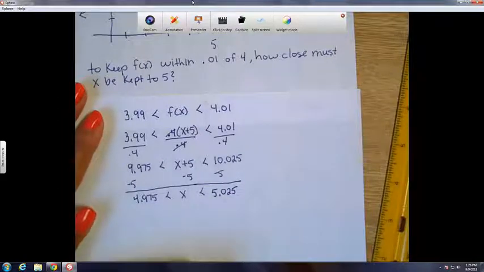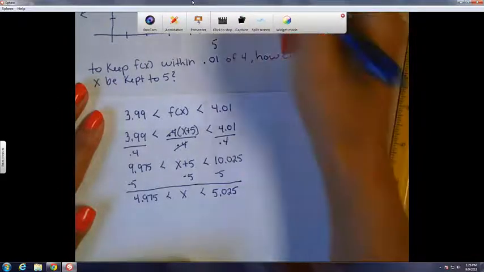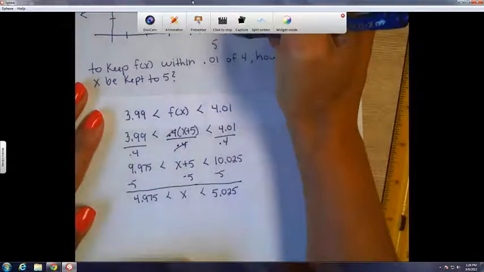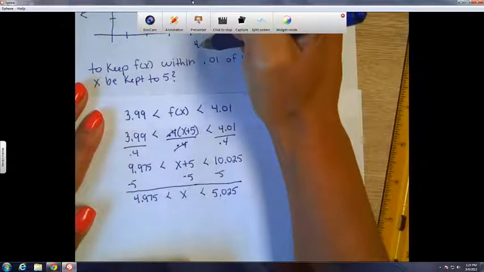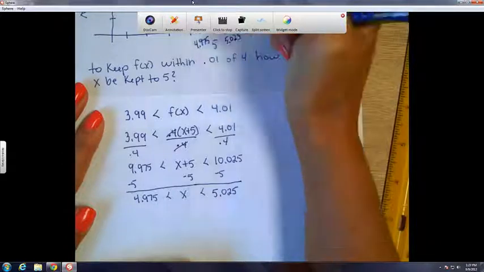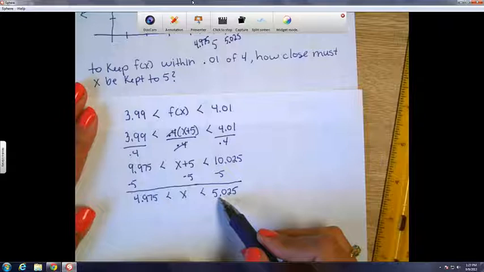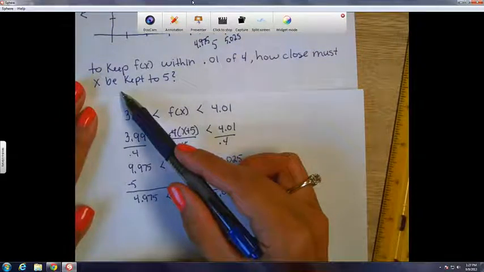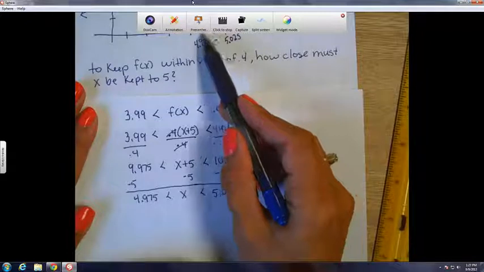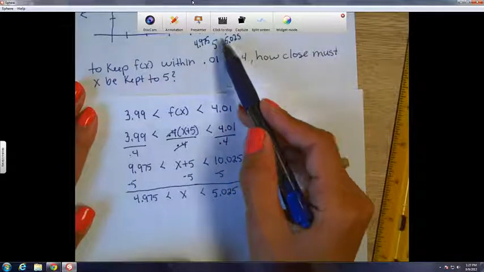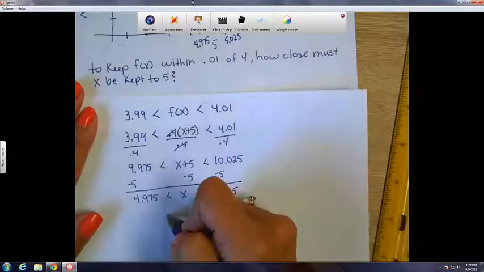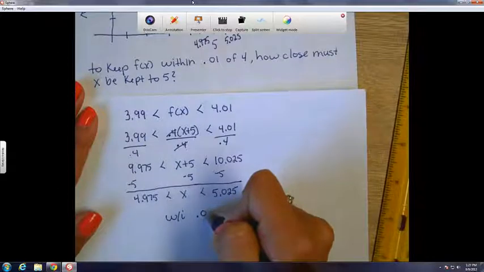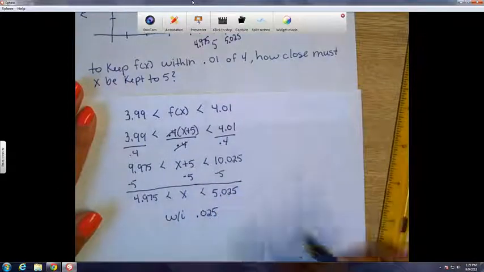So if you look, what we just found were the two x values where my dotted lines came down. This one is at 5.025. This one is at 4.975. But those two are not the answers to my question. The question said, how close must x be kept? So how far away can I be? Well, I need this distance here. And it's 0.025 away. So I need to stay within 0.025 units of the 5.